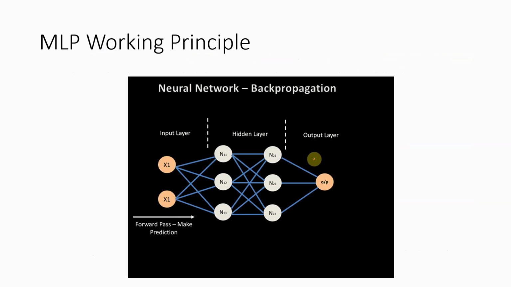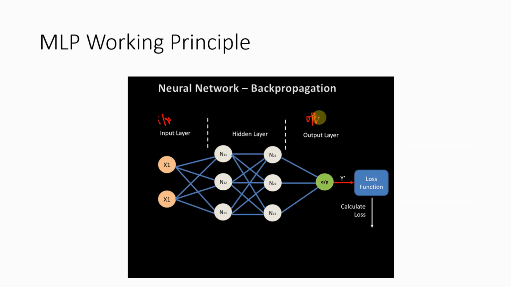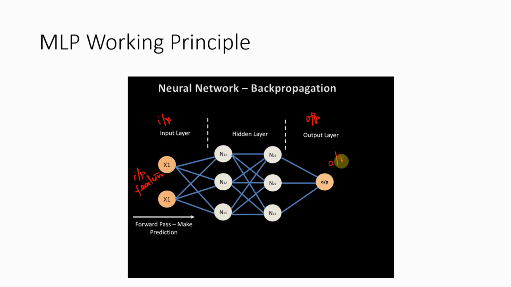And this is the working principle of the multi-layer perceptron. So we have an input layer and we have an output layer, and the inputs represent our input features available in our data set, and the output will be classification. So here I am using the label 0 or 1.